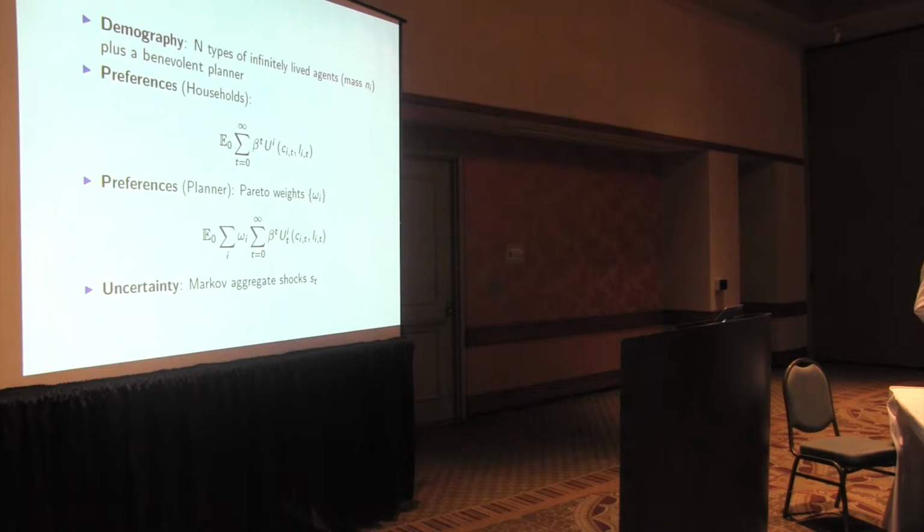All right, so let me get down to the environment. There are going to be n types of infinitely lived agents of mass n_i and a benevolent planner. So n could be very large, but we could think of n as types. And that's what I want you to think now: n are like finite types. In the quantitative section, there are going to be 9, capturing the deciles of the US population, but think of these as classes of agents. The preferences are standard. Agents are going to care about consumption.